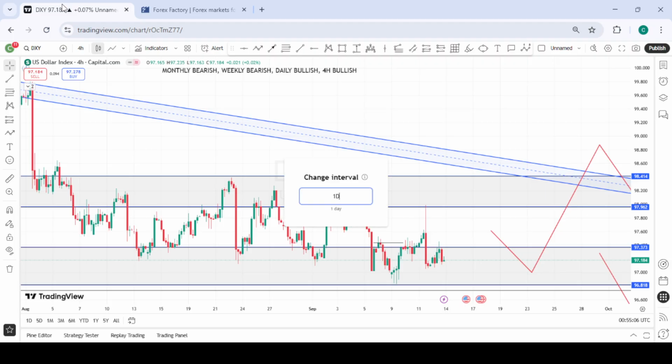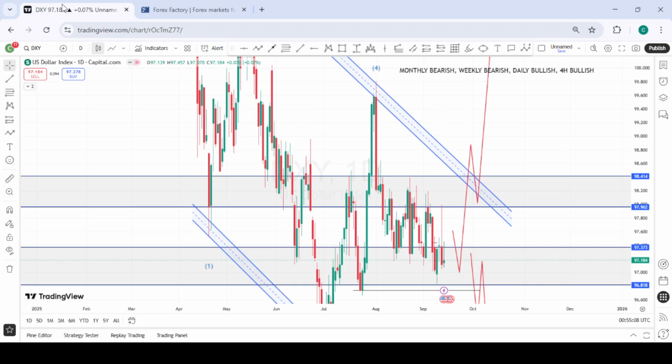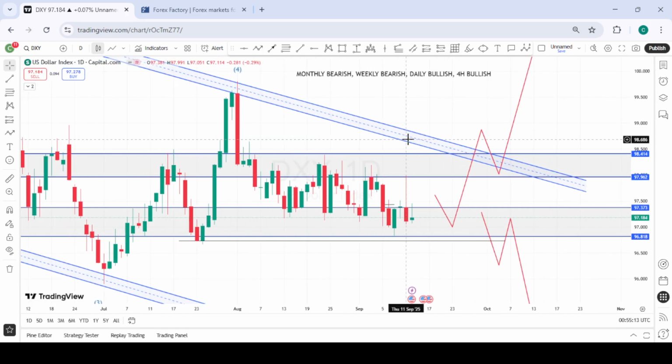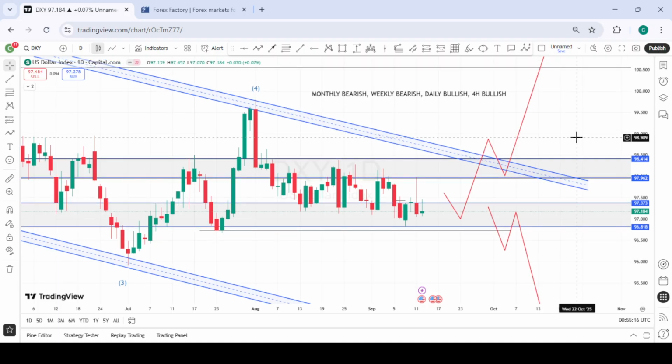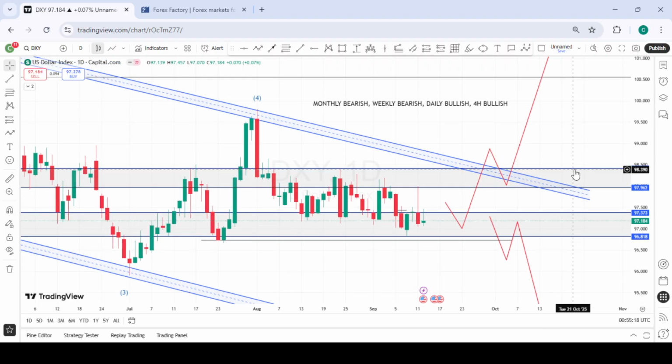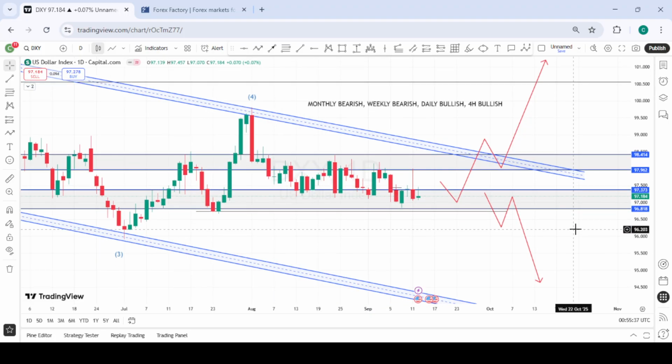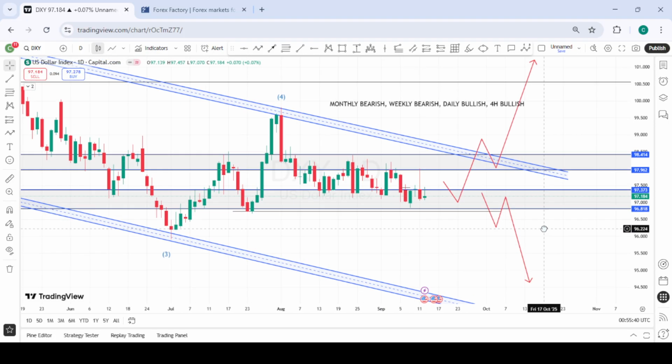We have here DXY, and DXY has been in this range for a very long time. I think more than a month now. Price has been consolidating within this range for about a month or more now, and we are still at the same spot. So for the coming week, it's either we're going to go bullish from this zone or we're going to go bearish. So we're going to wait for price to give us a break below this zone, and get a possible retest to the area of interest and then go bearish.